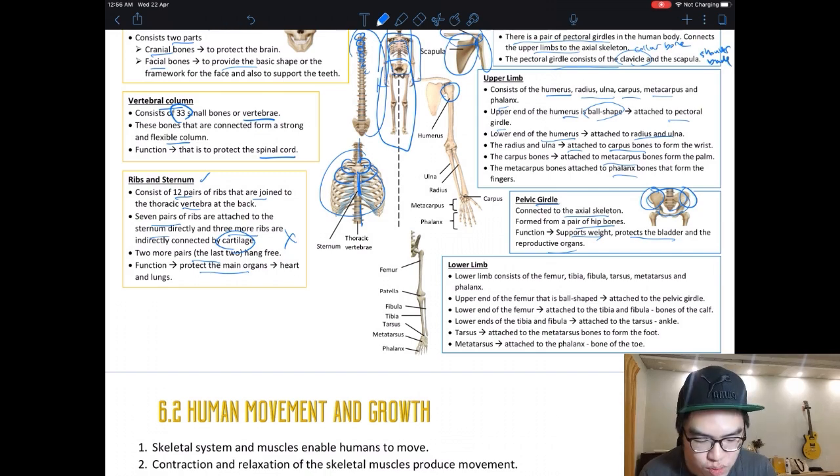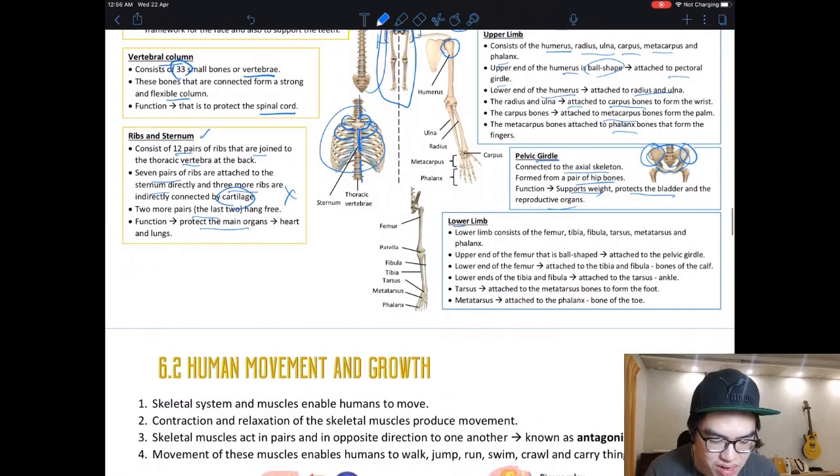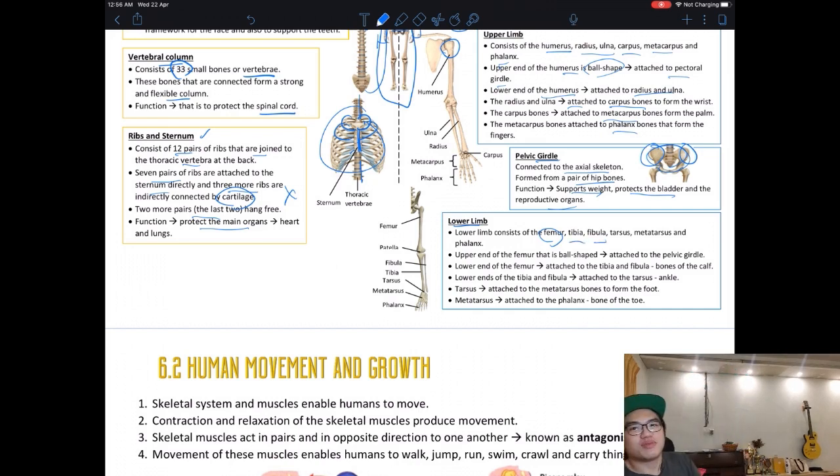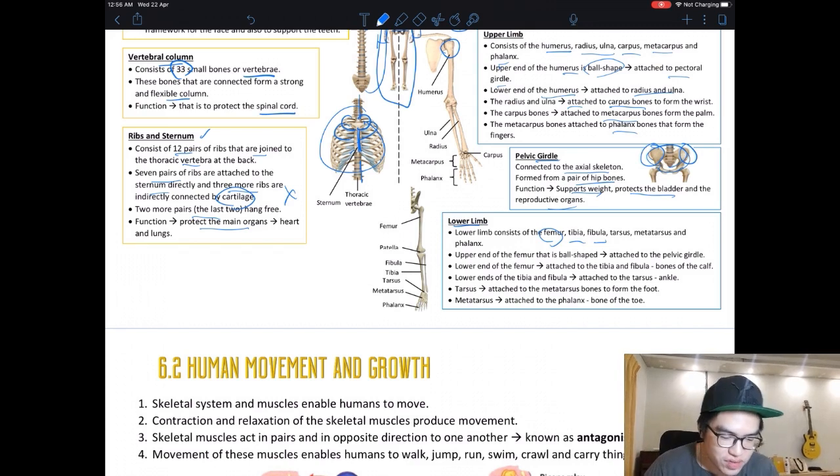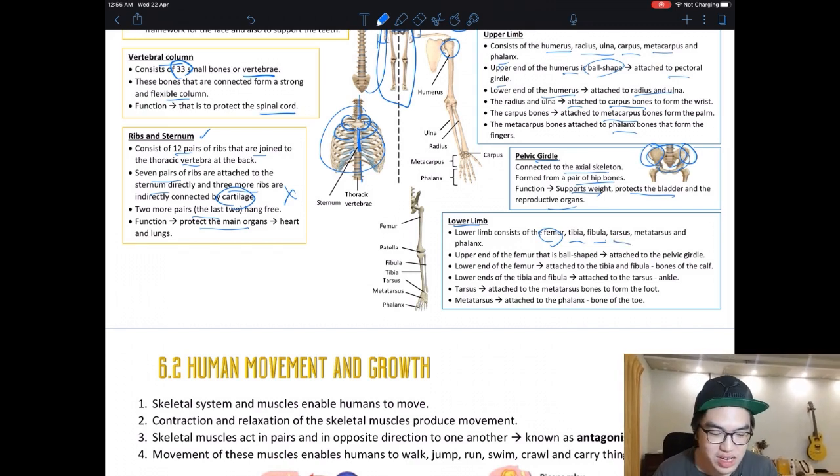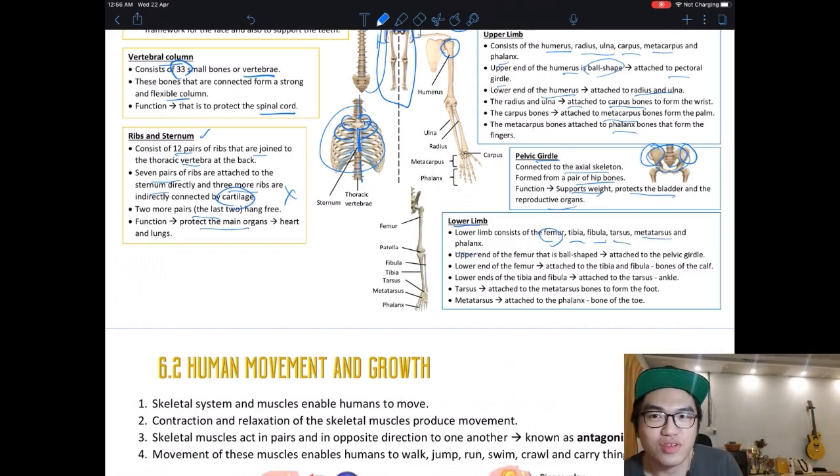Anyway, the lower limb is almost the same as the upper limb, but the bones have a bit different names. You have the femur. Femur is the 大腿骨, your upper thigh bone. This is the biggest bone in the body. Tibia and fibula is your lower part, here. And then you have tarsals, metatarsals, and phalanges, almost the same as your fingers.